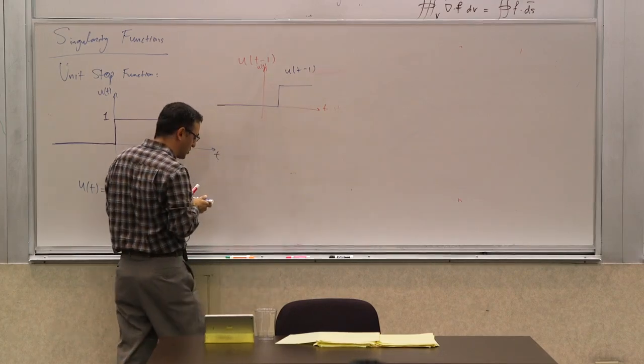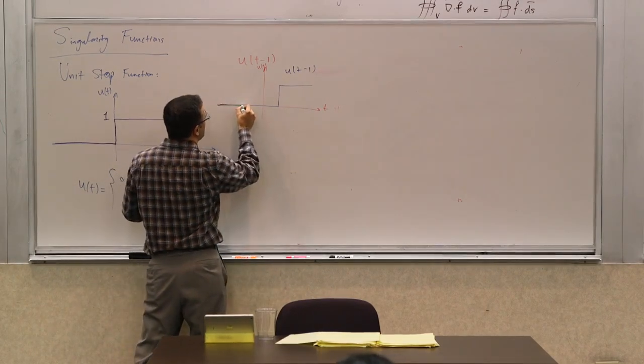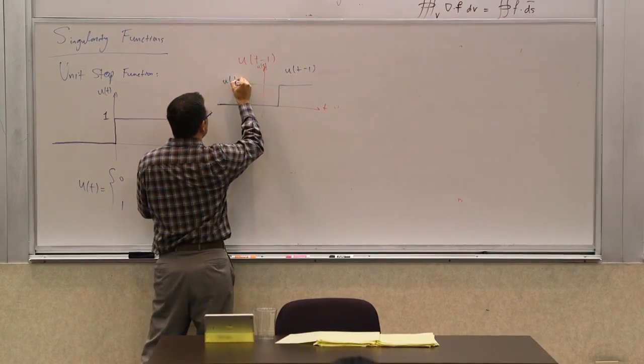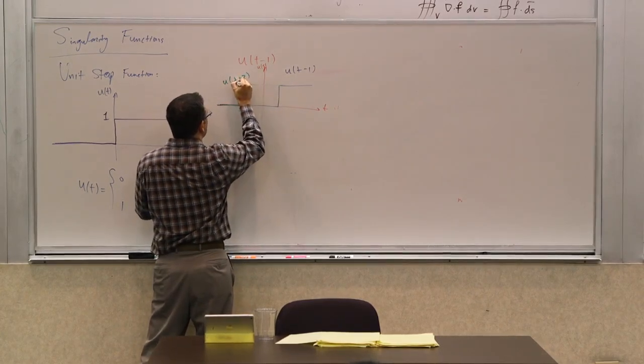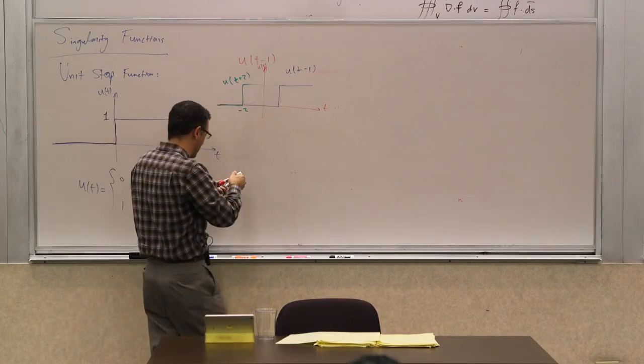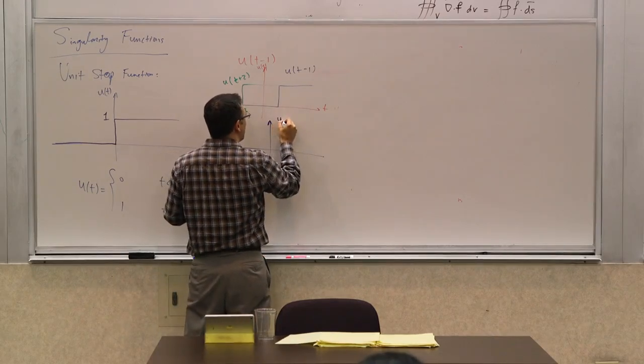What is u of t plus 2? U of t plus 2 looks like this. So if this were 1, this is negative 2. So this is u of t plus 2, because at t equals negative 2 is where the switching happens, right? What is u of minus t?